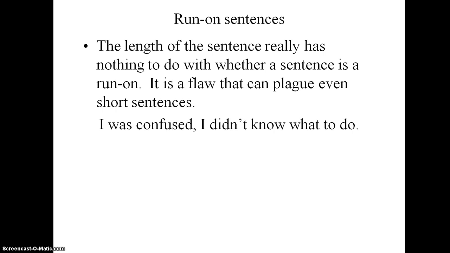Here's an example. I was confused. I didn't know what to do. That's a comma splice. You have two complete sentences. I was confused. One complete sentence. I didn't know what to do. Another complete sentence. You could connect it with and. I was confused and I didn't know what to do. Or you can use a subordinating conjunction. Because I was confused, I didn't know what to do.